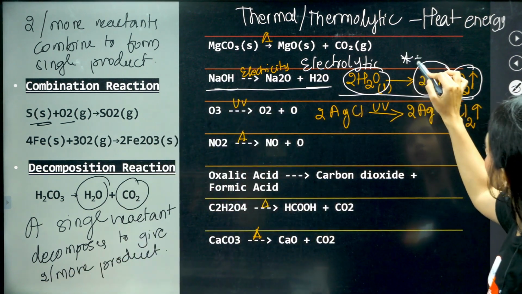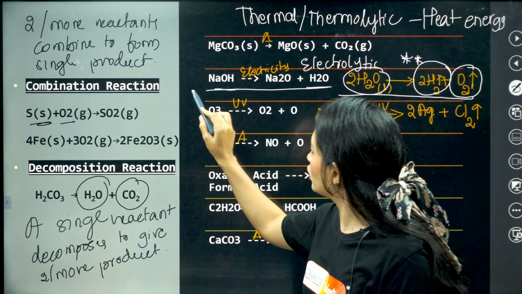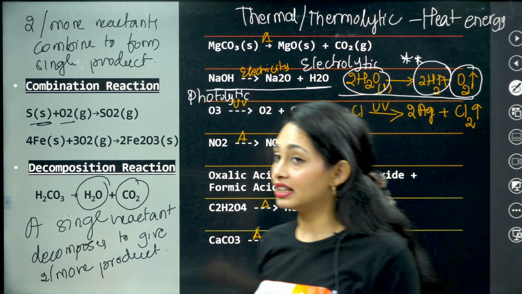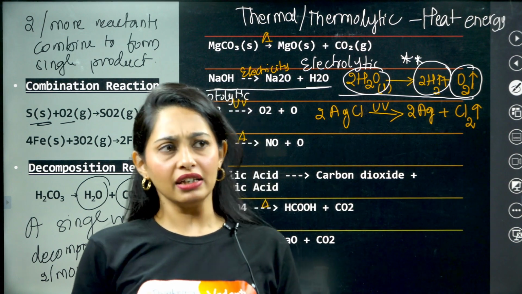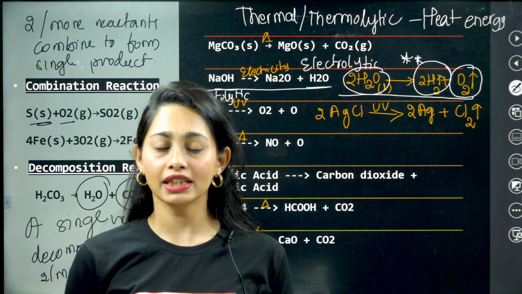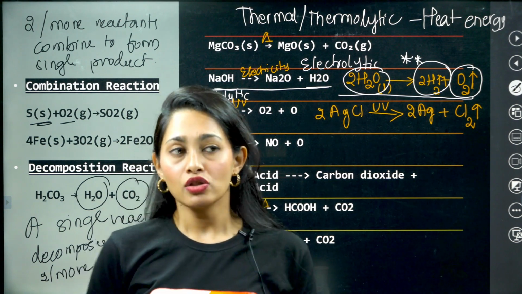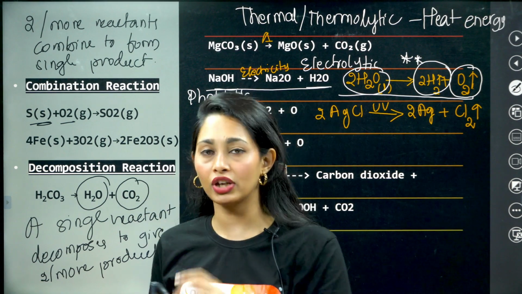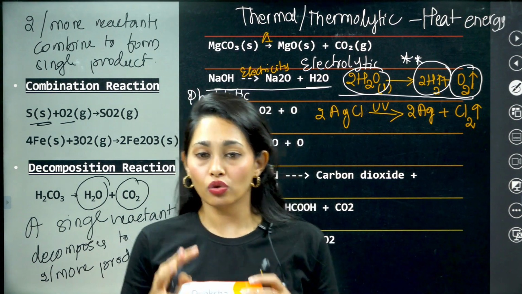This is super important. Next one, we have photolytic decomposition. Photon, what is photon? That is light energy. Not all chemical compounds are sensitive to light, only a few of them are. When we subject these chemical compounds to ultraviolet light or even sunlight, what's going to happen?